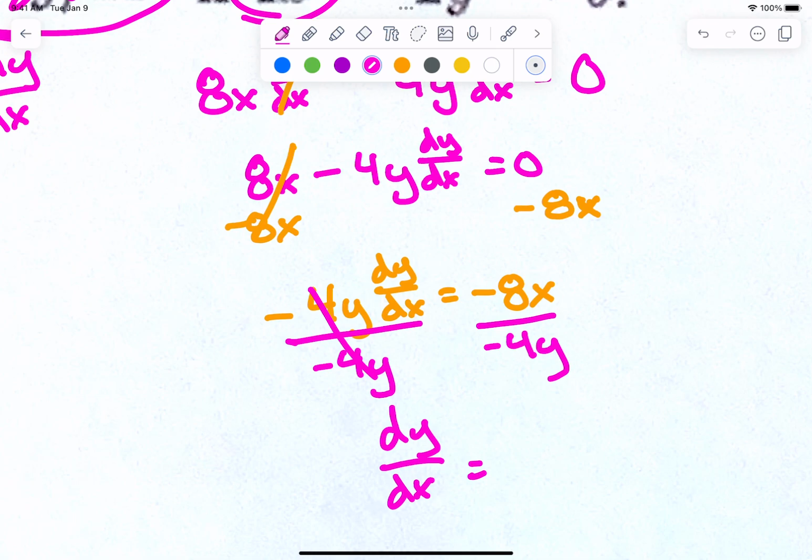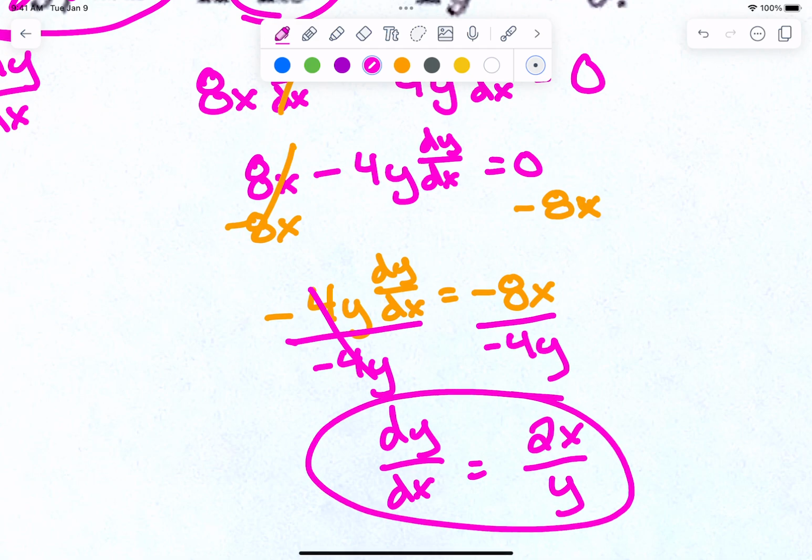I can't read my own handwriting. Negative 8 divided by 4 is 2. Cancel it out for me. So you can do 2x over y. That's the derivative. Okay, yeah, it's not that bad.